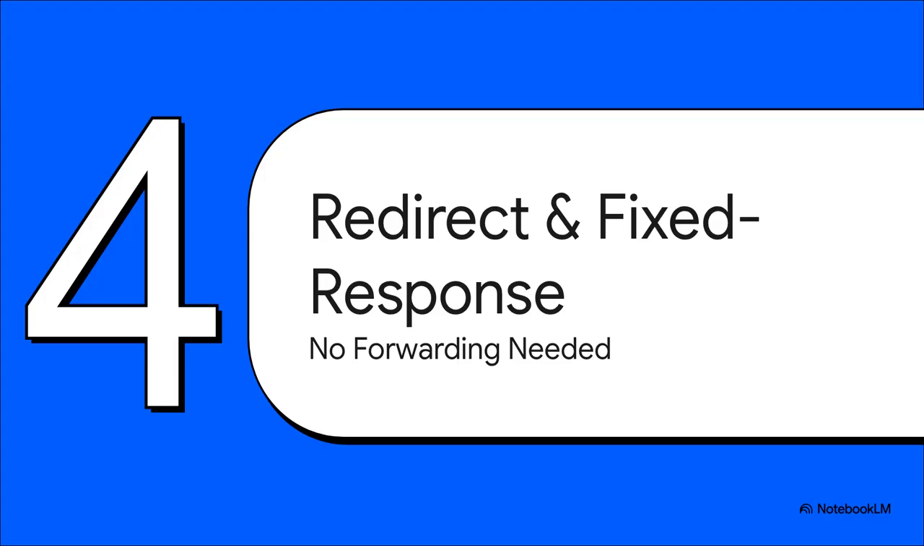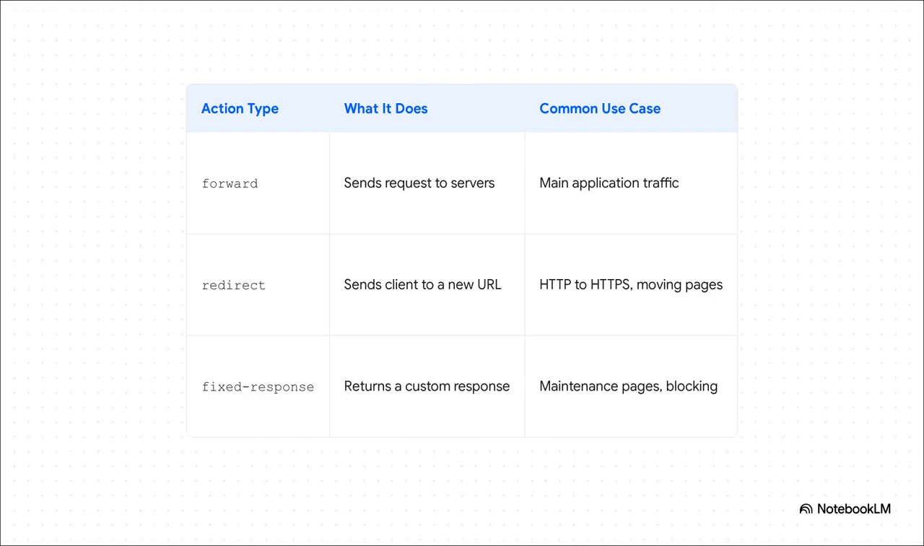So forwarding traffic is the main job for sure, but it's not the only trick up the ALB's sleeve. Sometimes you want to handle a request without ever sending it to a server, and that's where redirect and fixed response actions come into play. This table lays it out nicely. Besides forward, which we've been talking about, you have two other final actions.